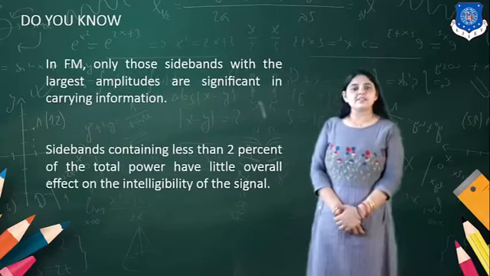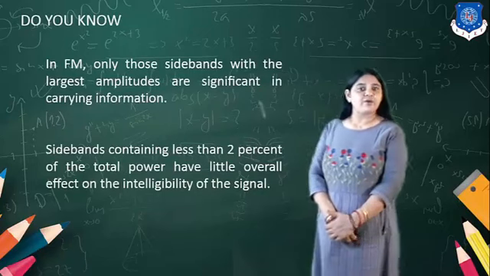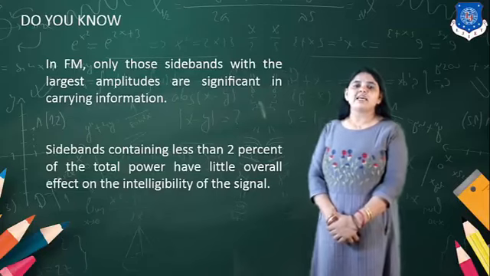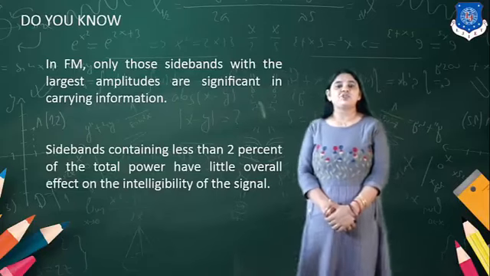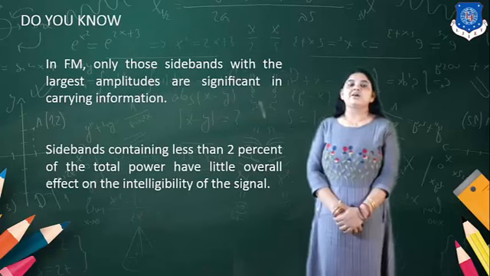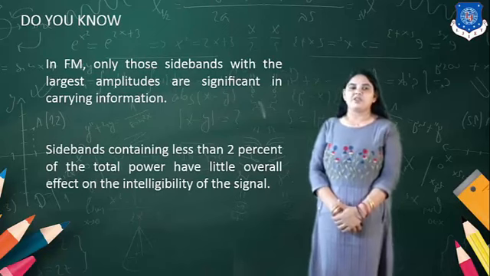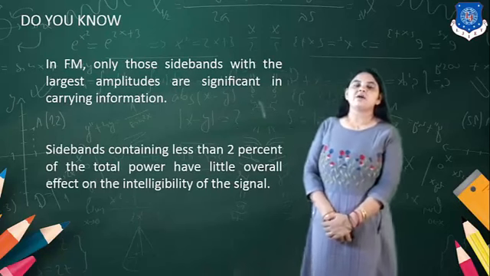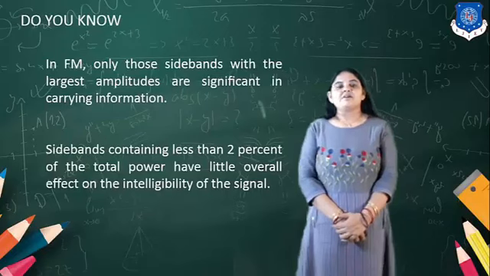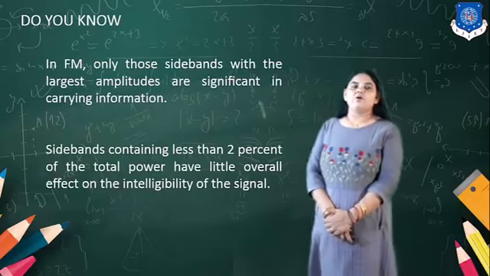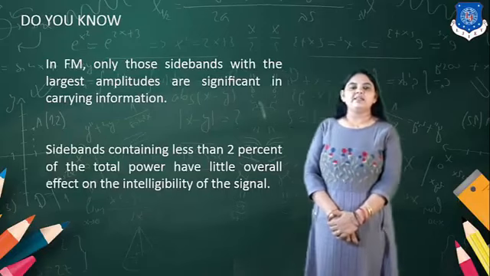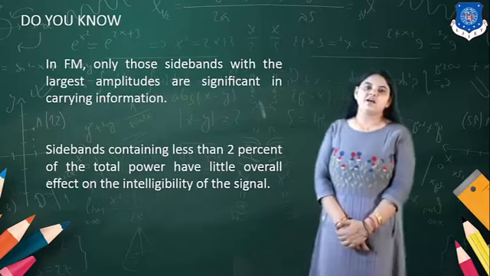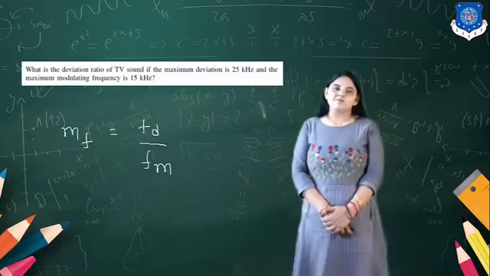Now do you know this fact about the FM wave? In FM, only those sidebands with the largest magnitude are significant in carrying the information, and the sidebands containing less than 2% of the power have little overall effect on the intelligibility of the signal. So this is the fact about frequency modulation.